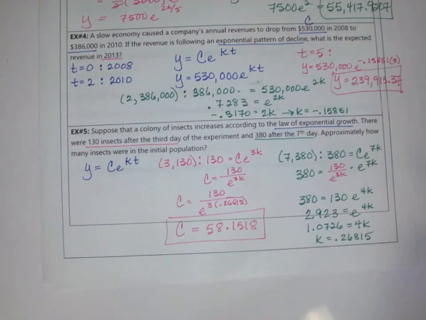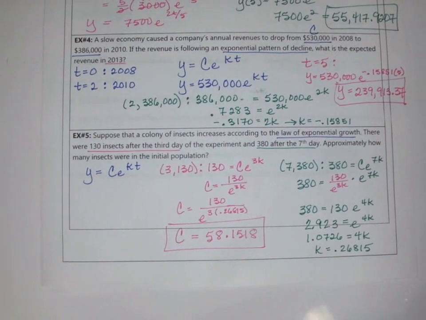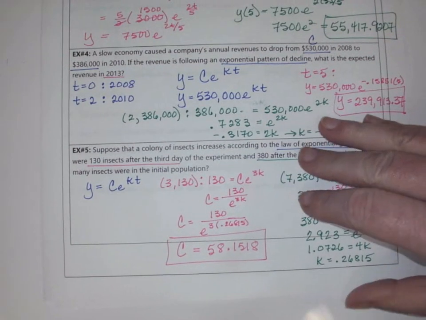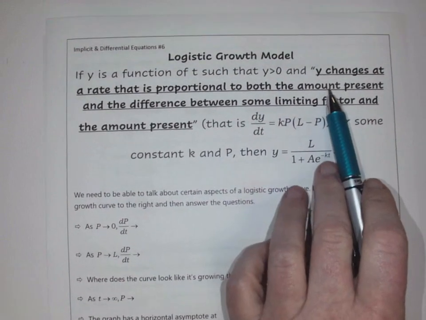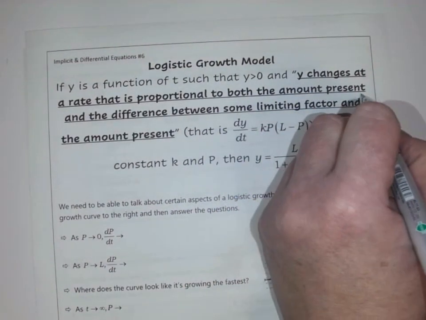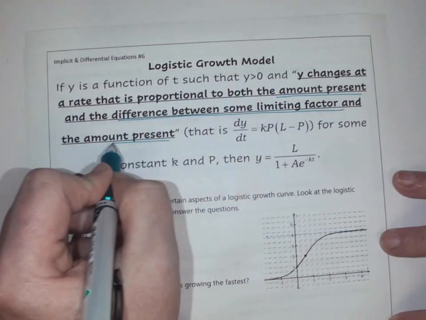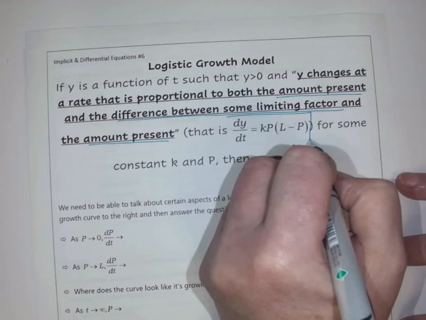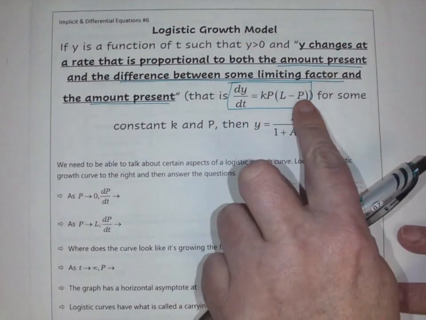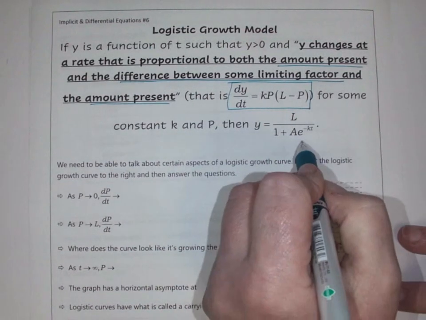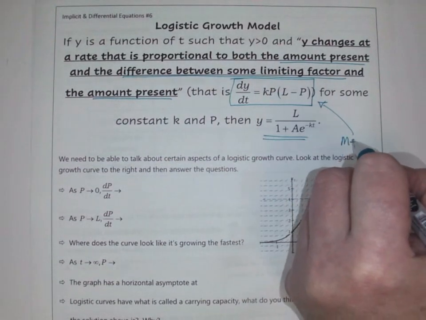You do a lot more problems with exponential growth, or you do a lot more arithmetic and math with exponential growth than you do with logistic. So let's look at logistic. A logistic growth is where your y changes at a rate that is proportional to both the amount present and the difference between some limiting factor and the amount present. So here is your differential equation for this one. We have Kp times L minus P. Now it solves to be this guy, but you don't really need to know that. This is what you have to memorize.